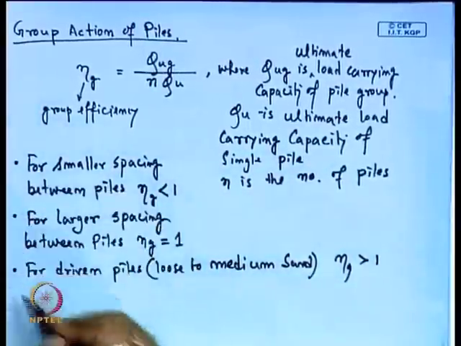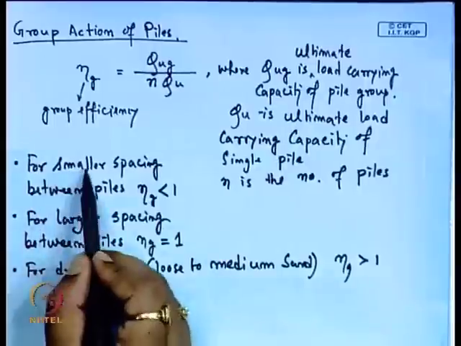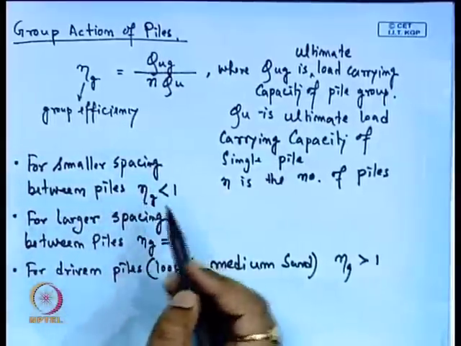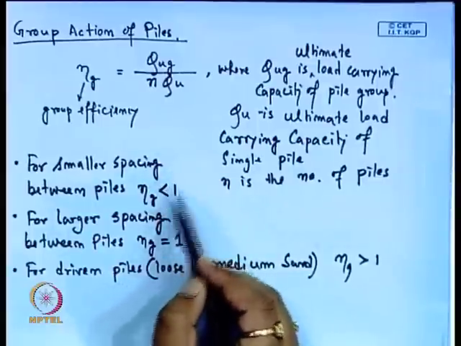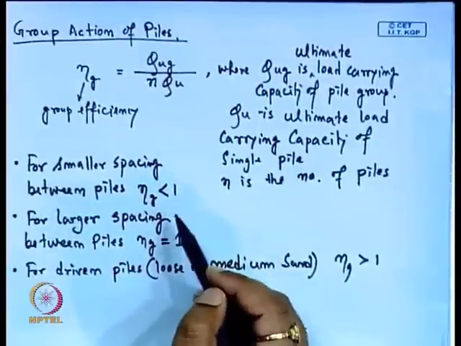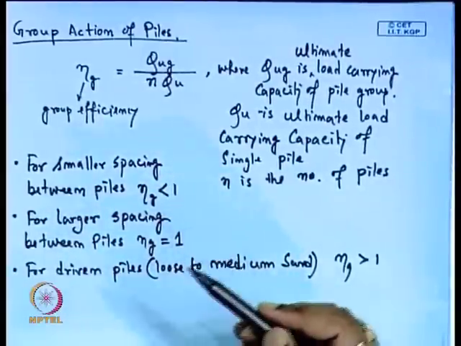So, these are three possible cases. For smaller spacing between the piles, the summation of all individual pile load carrying capacities is more than the group load carrying capacity of the pile. In that case, the efficiency will be less than 1. Now, for larger spacing, basically individual pile failure will occur. And if the spacing is very small, then the block type of failure will occur.